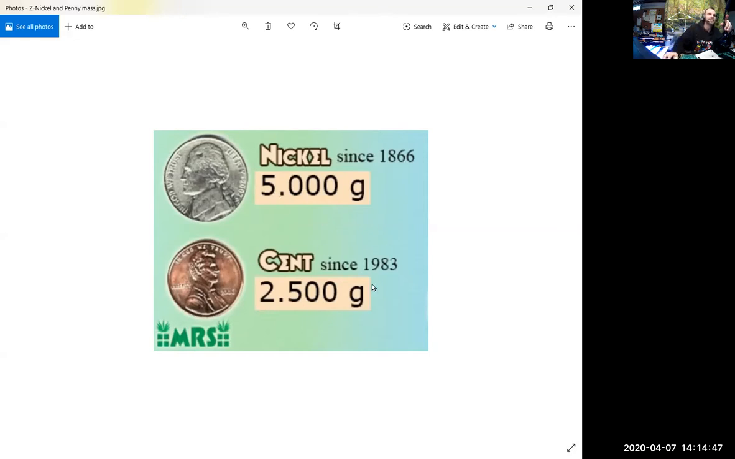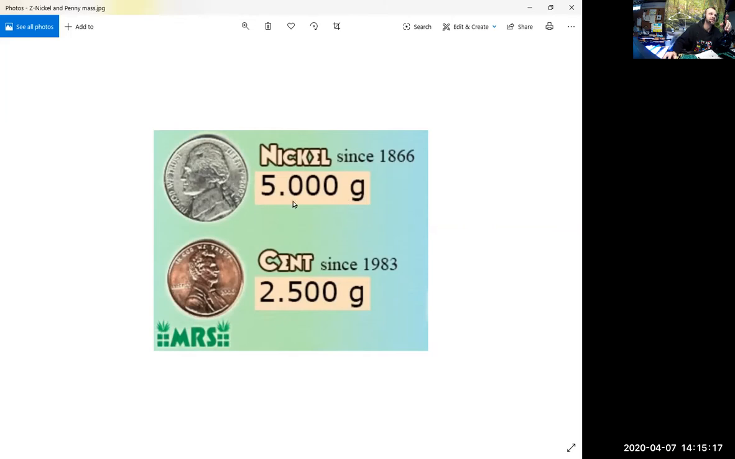Now, a penny on the other side has a mass of 2.500 grams. So this is, again, very, very accurate. Pennies used to be made entirely out of copper, which is a very valuable metal. Now, copper has gone up in value quite considerably since 1983. So now pennies are not fully copper. I think they're zinc and some other stuff in there. But the thing I want you to focus on is the mass of these things.